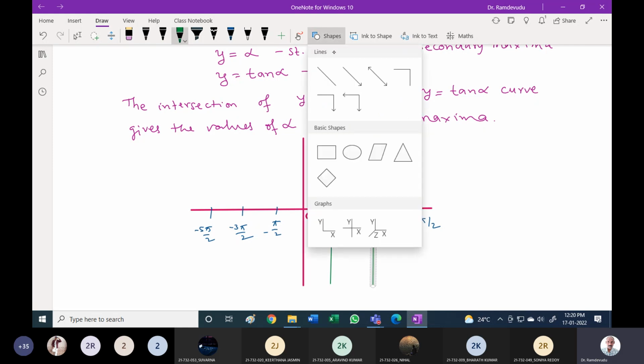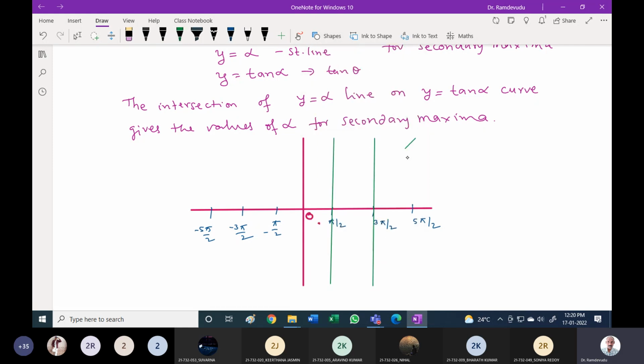Similarly, I draw one more line at 5π/2. So these lines are at π/2, 3π/2, and 5π/2. Similarly, I draw lines on the negative side, and I say this is at minus 5π/2. I have to write.